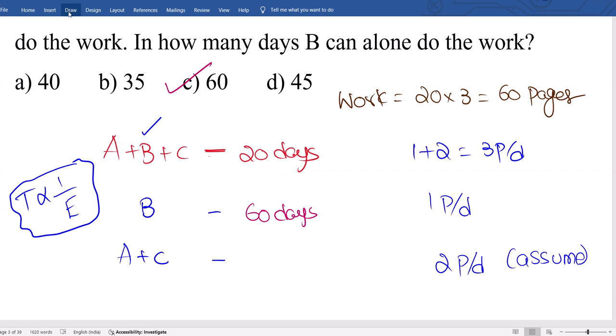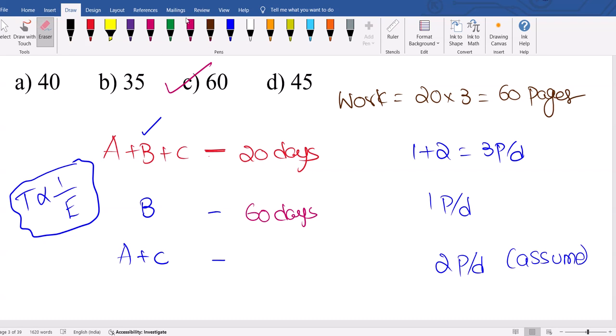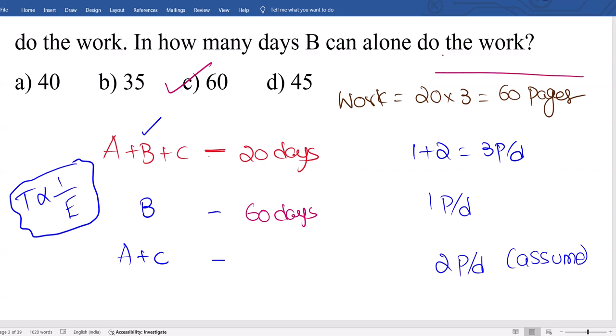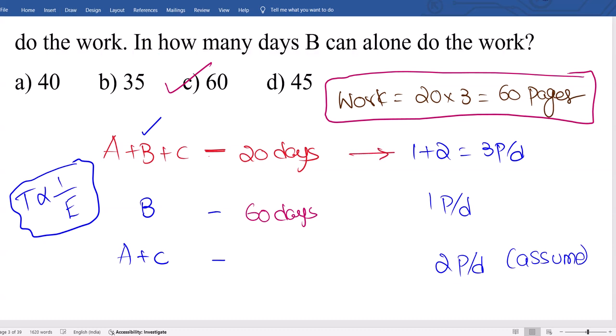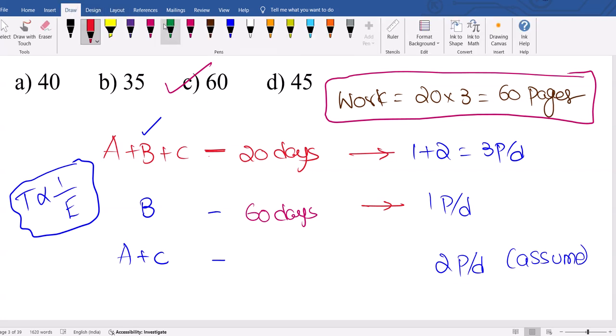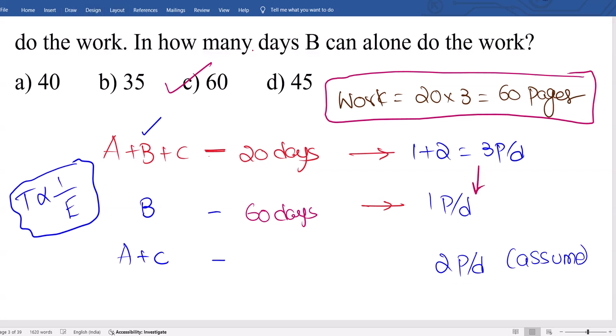Sir, without fixing work also you can do. Some people may have a doubt, sir, how this work. If you have doubt in work, ignore it. Then how can I get the answer? See, 20 days, 3 pages per day. Your efficiency is 3, you are taking 20 days. Your efficiency is 1. When efficiency is divided by 3, timing should be multiplied by 3. When you have less efficiency, time taken is multiplied by 3. Directly you can do. No need to put that work also.